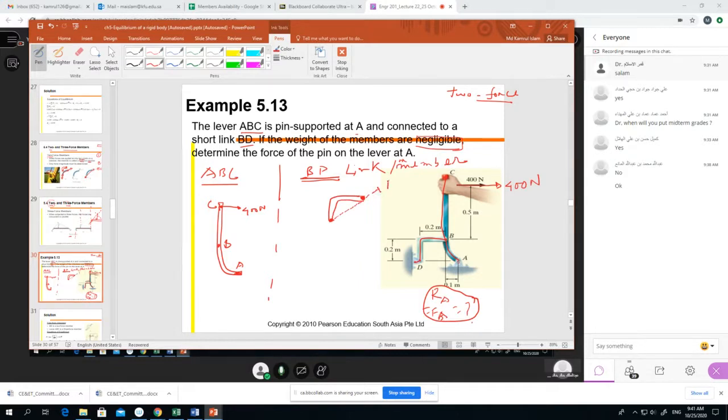So one force will be FB, and another force will be FD at the point D. But it is a two-force member, so we know FB and FD will be equal. And then the angle here is 45 degrees. Why? Because this is point 2, this is point 2, this is point 2, and this is also point 2. So if you calculate, the angle will be 45 degrees.